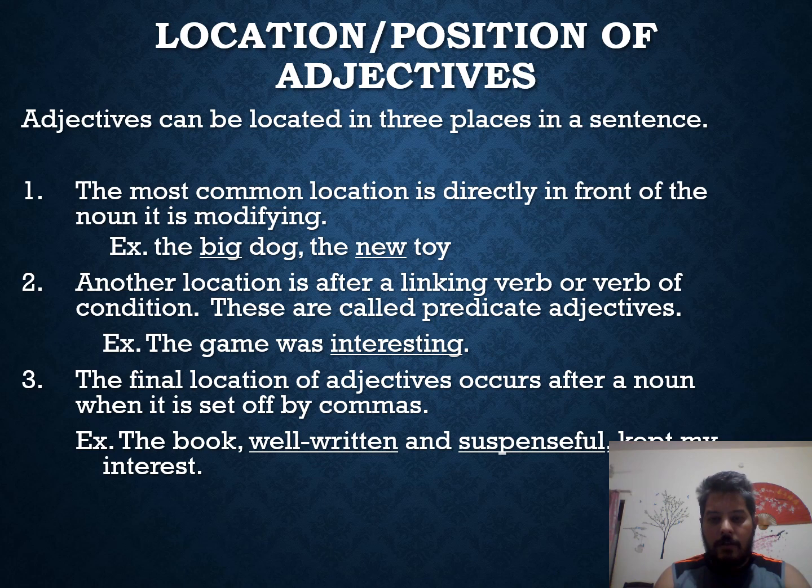Another location is after a linking verb or a verb of condition. These are called predicate adjectives. Example: the game was interesting. The final location of the adjective occurs after a noun when it is set off by commas. The book, well written and suspenseful, kept my interest.